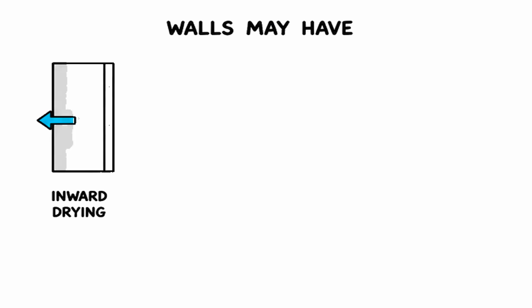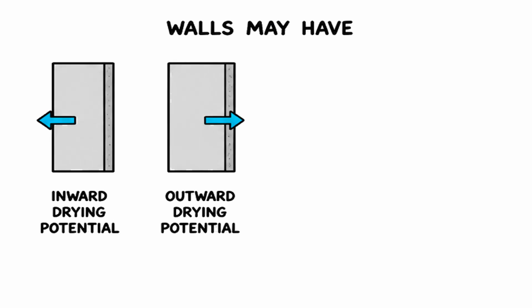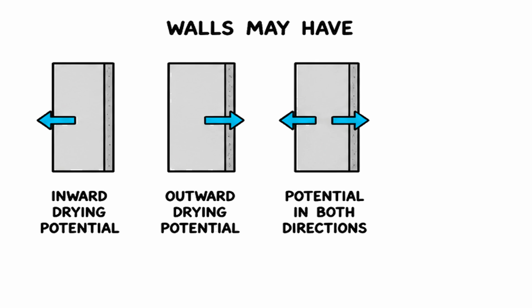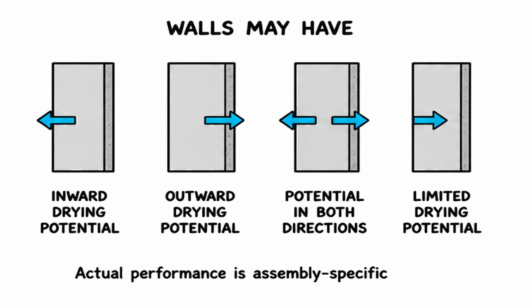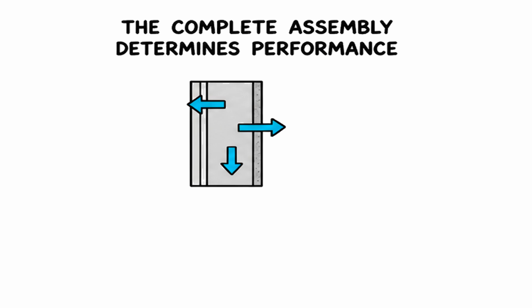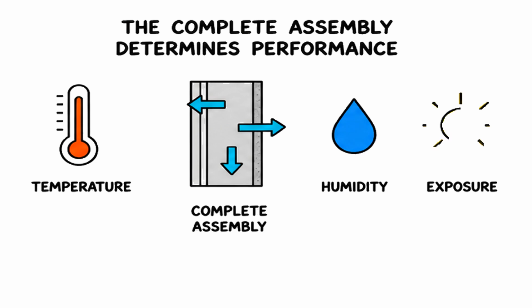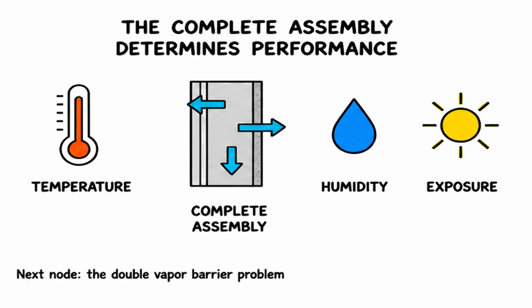Walls may have inward drying potential, outward drying potential, potential in both directions, or limited drying potential. Actual performance is assembly specific. A wall may have potential to dry inward, outward, or both ways, but the complete assembly and the conditions it experiences determine whether that potential is useful. Next node, the double vapor barrier problem.